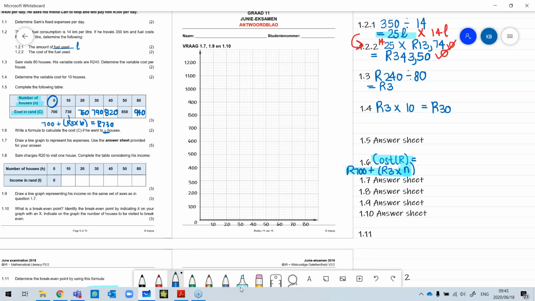jump right in. First of all, before we start plotting our information or our data, we first have to do two extremely important things. And if you don't do it at the start, before plotting your data, you are going to forget to do it and you will lose marks. So first of all, a proper heading.